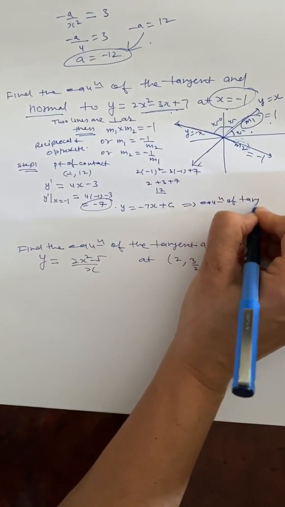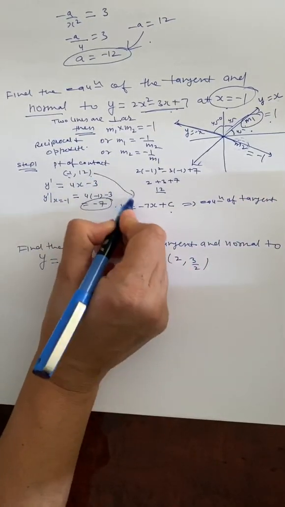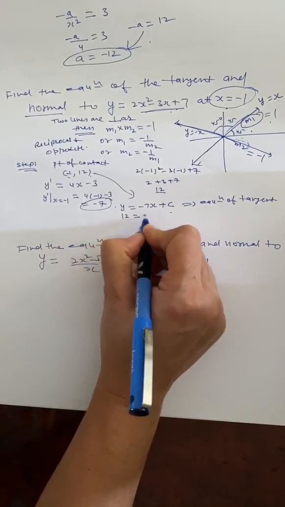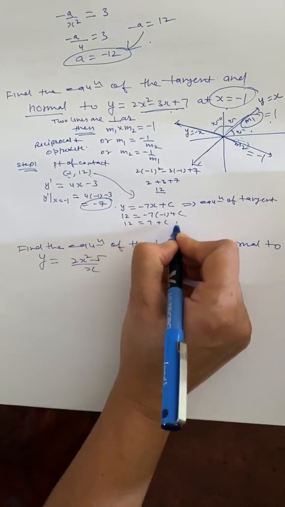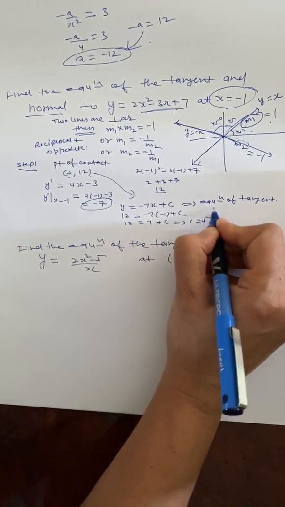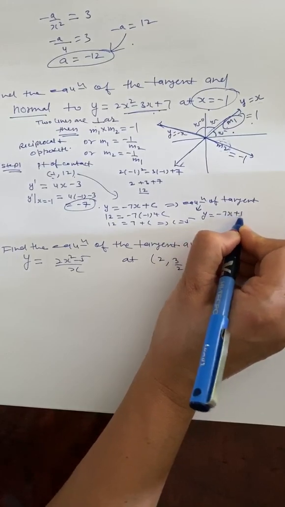Okay. Now for this one, how do we find c? We substitute the point here. So this gives you 12 is equal to -7 into -1 plus c. So 12 is equal to 7 plus c. So c is equal to 5. So the equation of the tangent is y is equal to -7x plus 5.